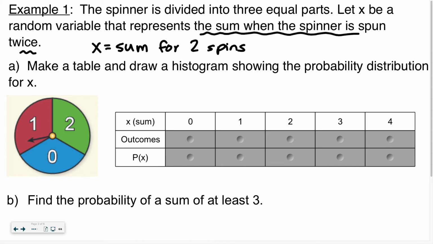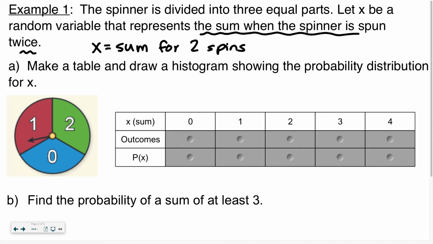So part A says make a table and draw, this is called a histogram that we're going to do next, showing the probability distribution for x. So first we'll start out with a table. So if I spin the spinner twice, what are the possible sums? What are the possible random variables? Okay, I've got them on that first line. I could do 0 and 0 for 0. I could get a sum of 1, a sum of 2, a sum of 3.